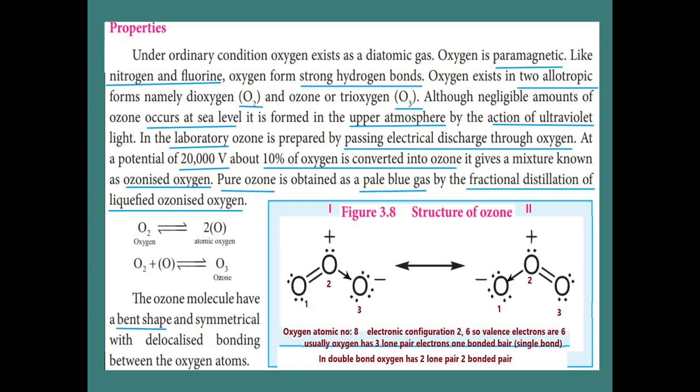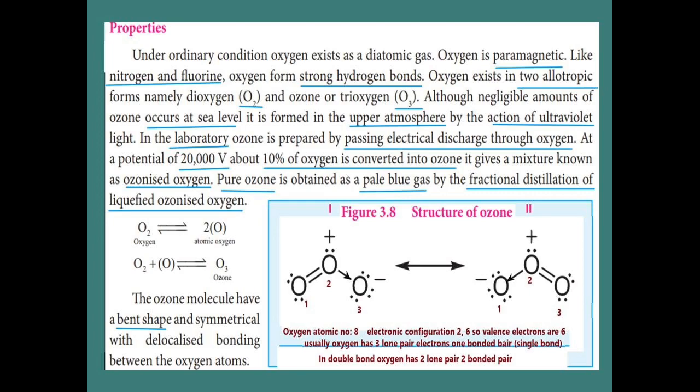In the same way, oxygen also forms strong hydrogen bonds, and it has two allotropic forms. One is dioxygen, another one is ozone. Another name for ozone is trioxygen. The formula is O3. We can get ozone at sea level and also in the upper atmosphere. It is obtained by the action of ultraviolet rays.